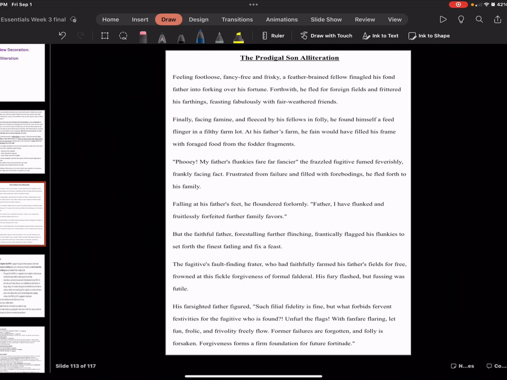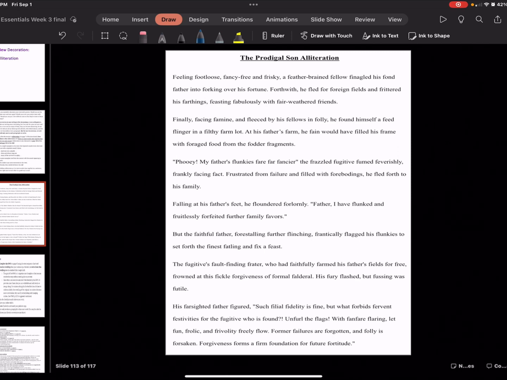His fury flashed, but fussing was futile. His far-sighted father figured, such filial fidelity is fine, but what forbids fervent festivities for the fugitive who is found? Unfurl the flags, with fanfare flaring, let fun, frolic, and frivolity freely flow. Former failures are forgotten, and folly is forsaken. Forgiveness forms a firm foundation for future fortitude.